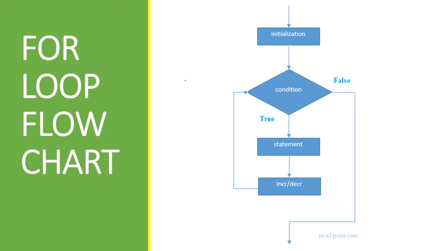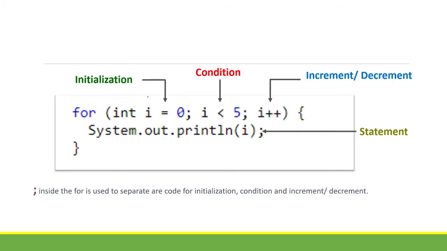So, next natin is, ayan, again, si for loop po natin is meron po siyang initialization, meron po siyang condition, increment or decrement, and then yung statement na gagawin po natin. So, remember this part. Inside the for is used to separate our codes for initialization, condition, increment, or decrement. So, ito pong part na to, ito po yung nagse-separate sa kanila para mag-function well po sila isa-isa po. So, always remember po that.